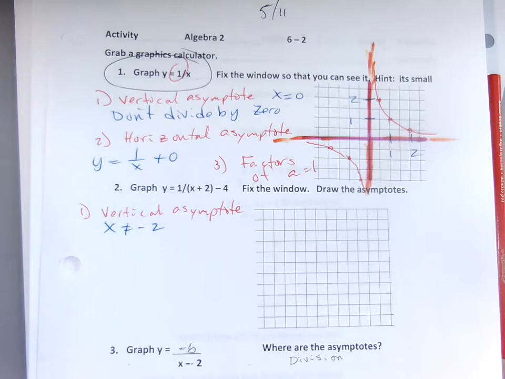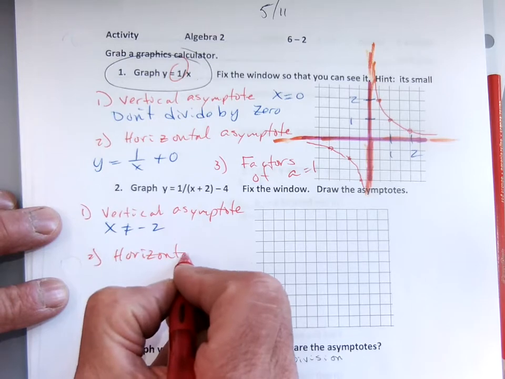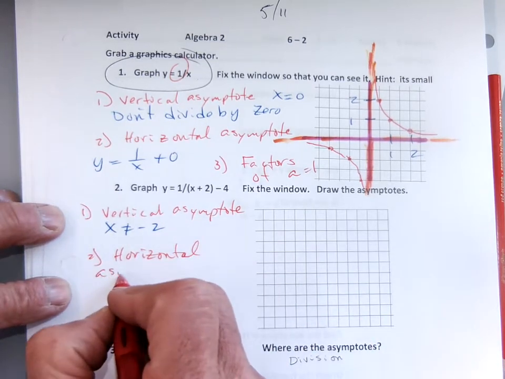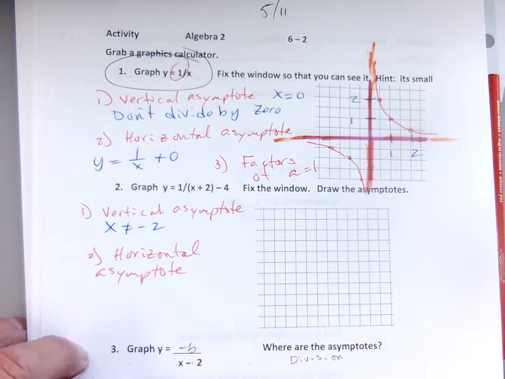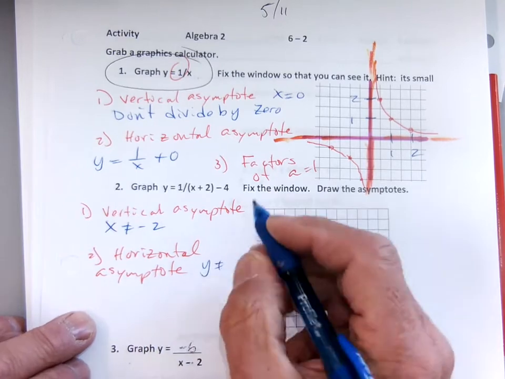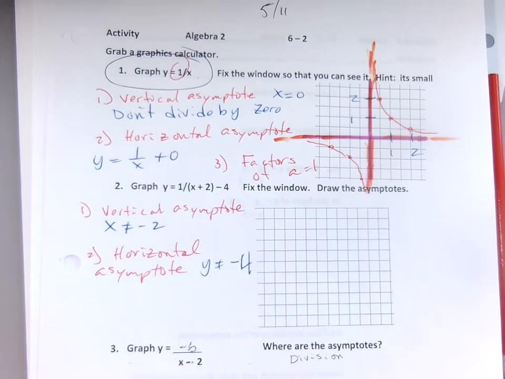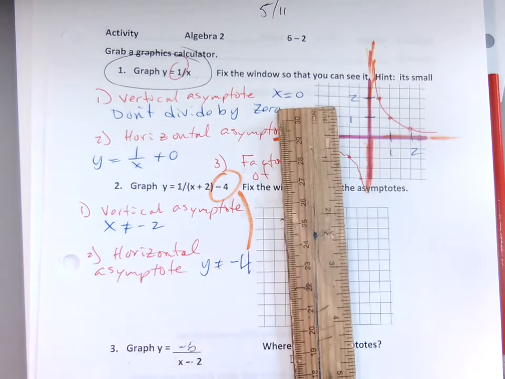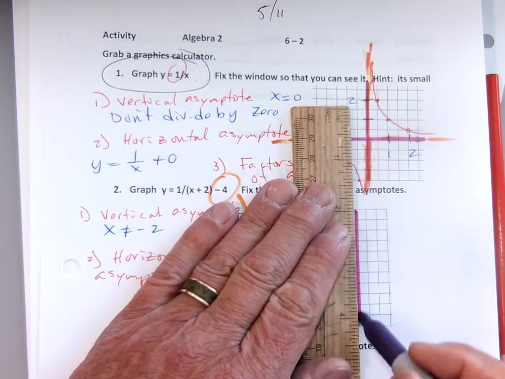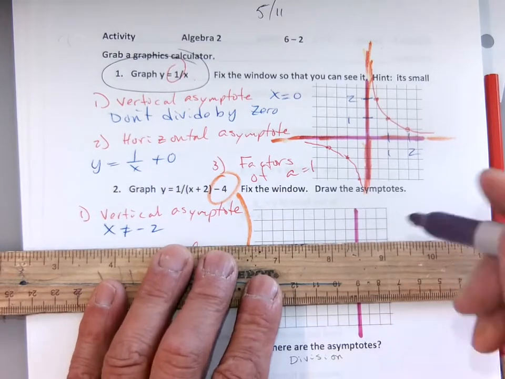And then my horizontal asymptote is going to be at y better not equal, y cannot equal negative 4. And that comes from that number right there. Okay, so now I want to put my XY axis in there. I know I'm going to probably do it like this. Shift my axes kind of like this. I kind of know where it's going to go, right? I'm going to go to -2, -4. So I'm going to go like that.